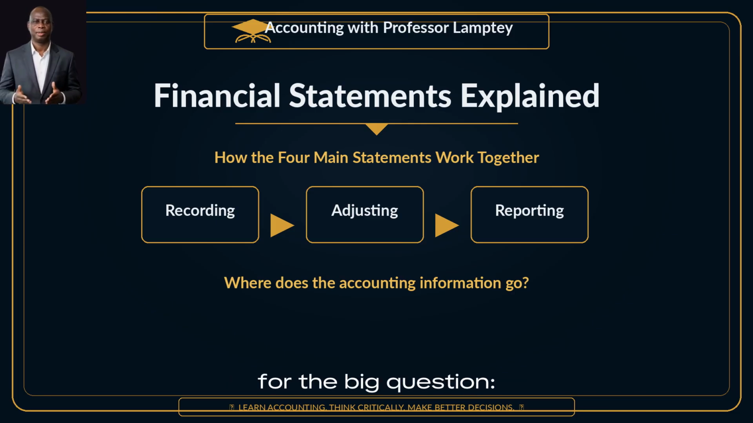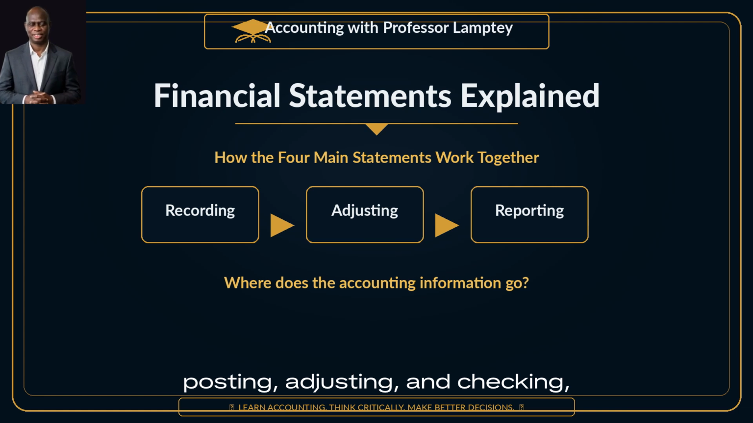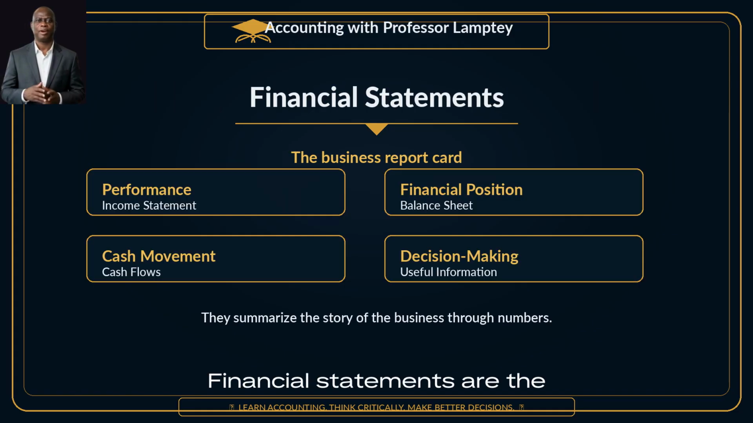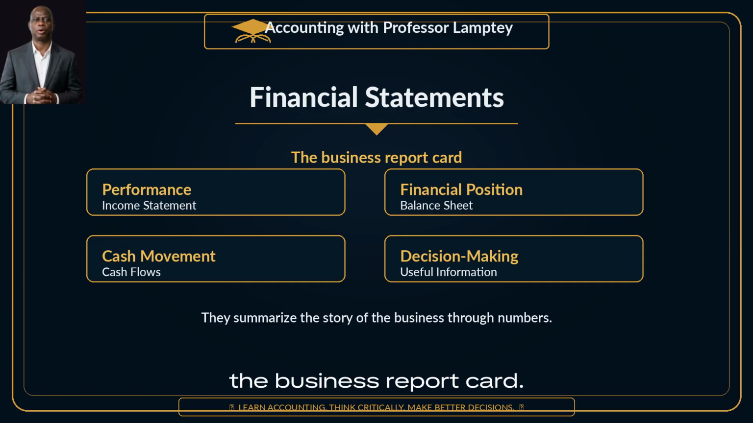Now we are ready for the big question. After all the recording, posting, adjusting, and checking, where does all the accounting information go? The answer is financial statements. Financial statements are the final reports that summarize what happened in the business. Think of them as the business report card.